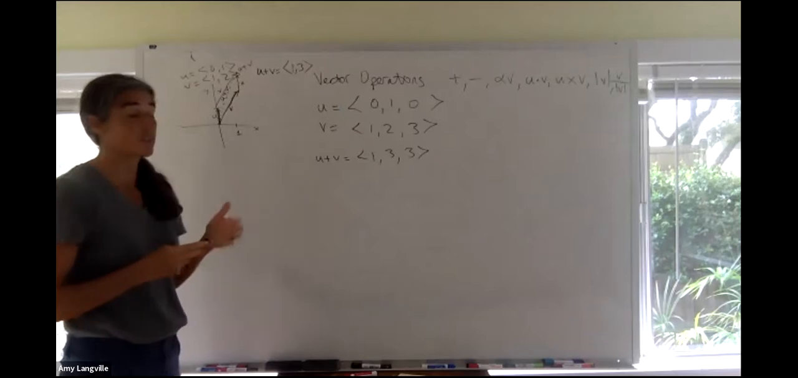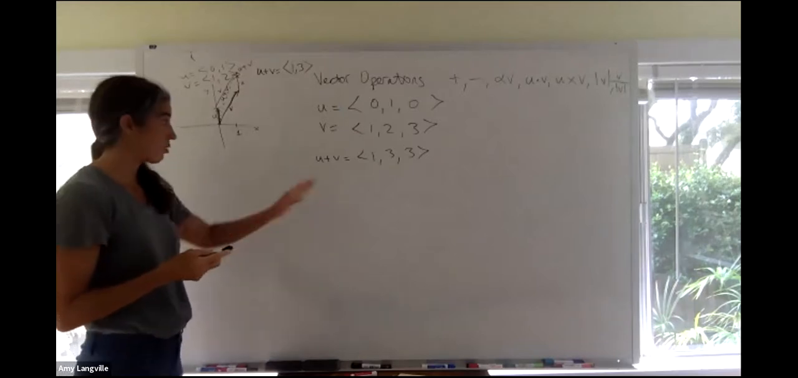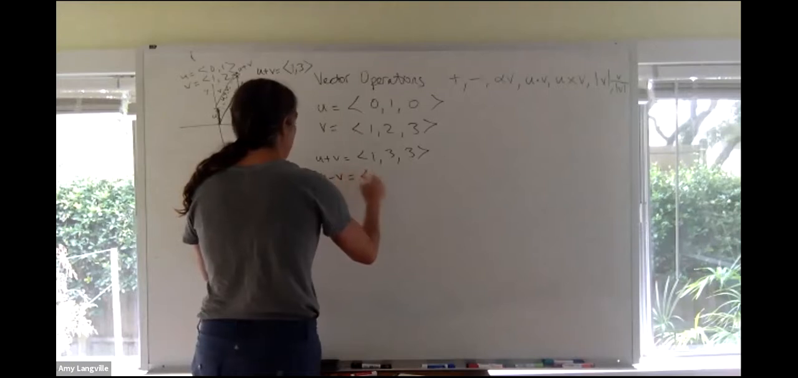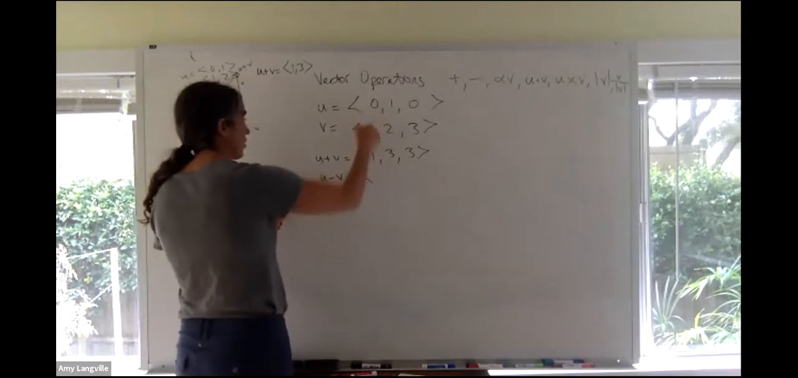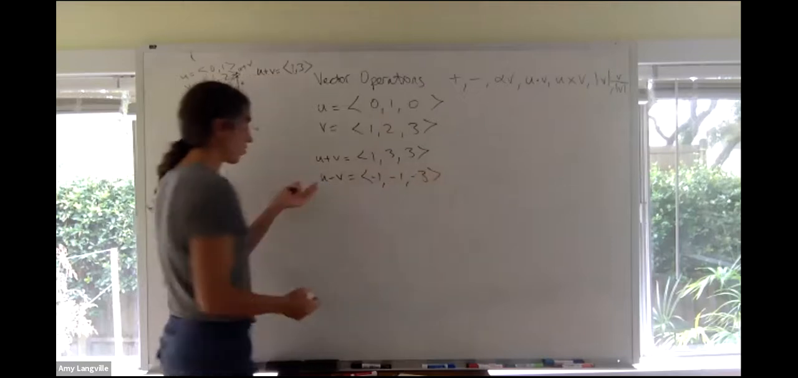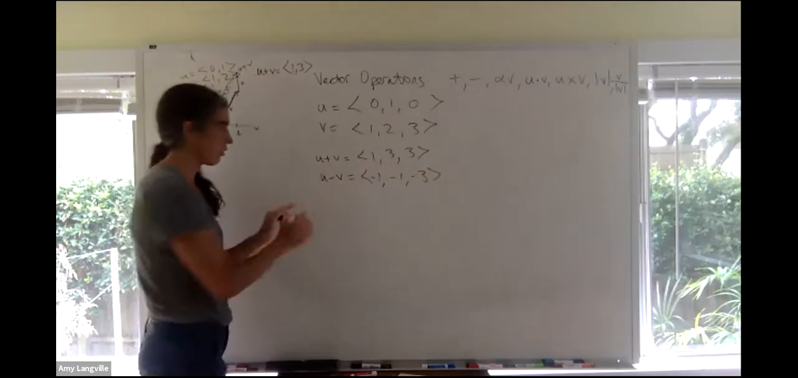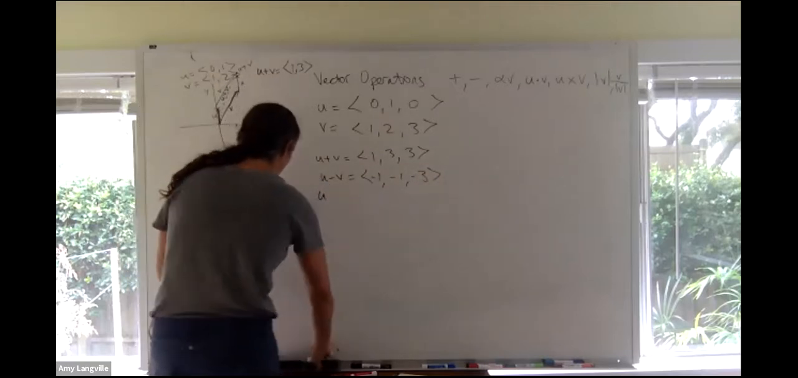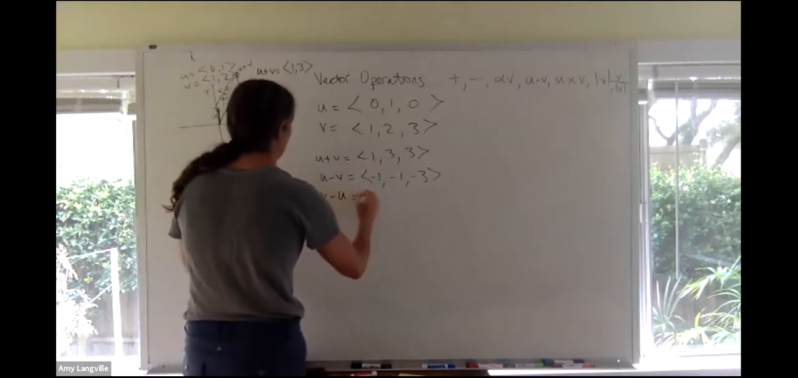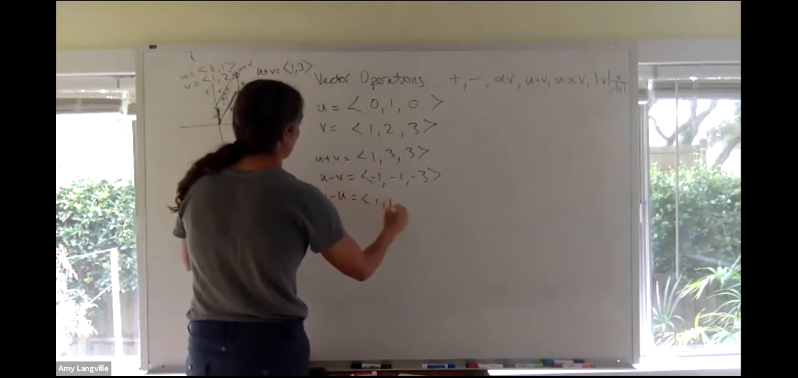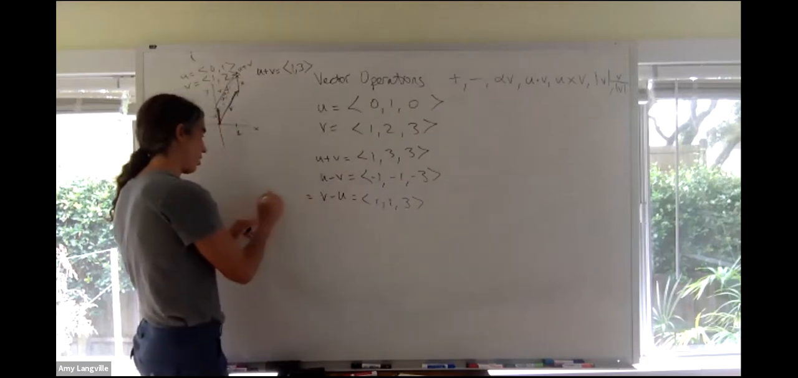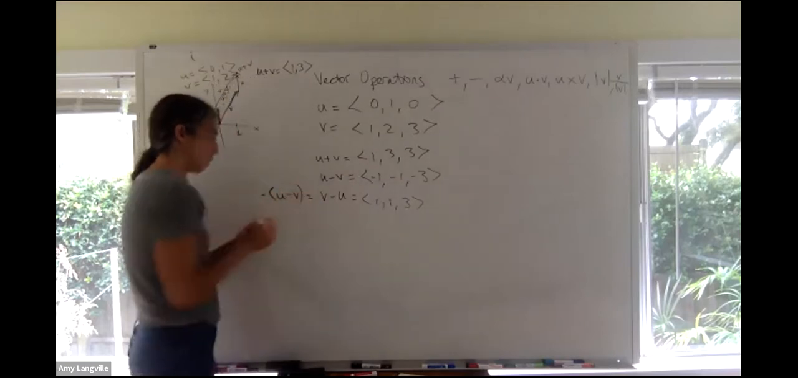Okay, you can do vector subtraction very similarly. So I can just do it algebraically here. It's also done component-wise. So that'll be -1, -1, -3. And notice, of course, it matters. V minus u is different, right? V minus u would be 1, 1, 3. And also notice that that is just the negative of u minus v, right?